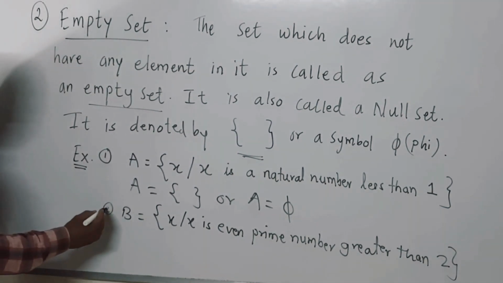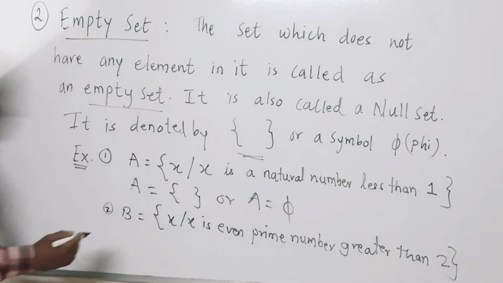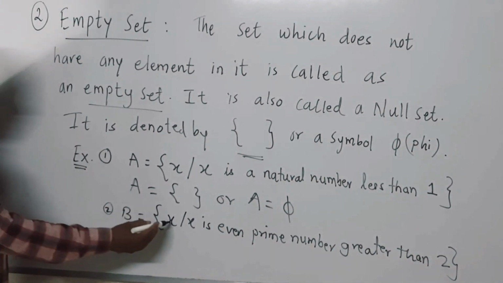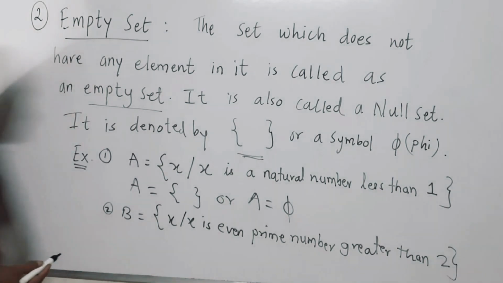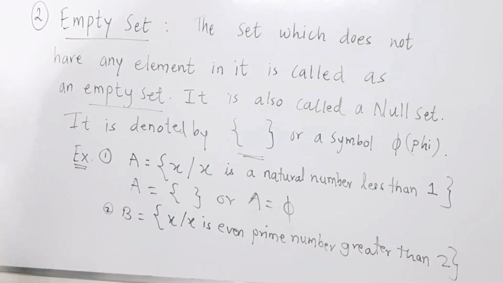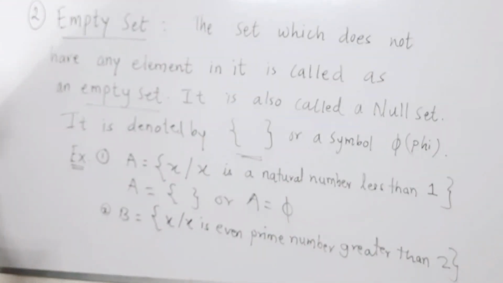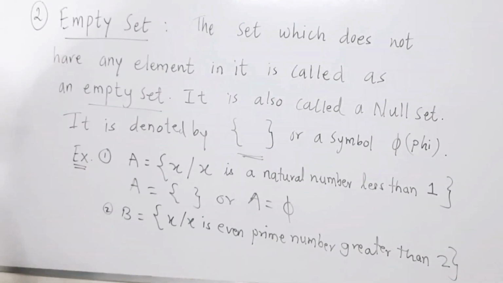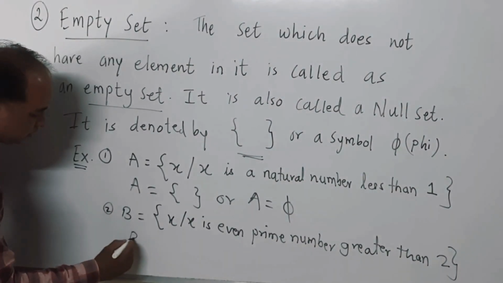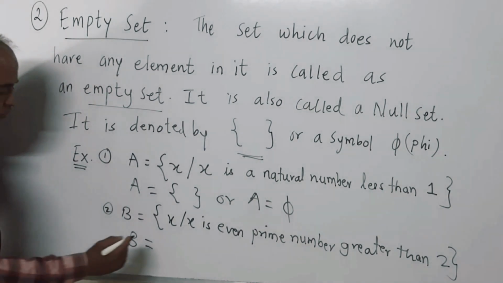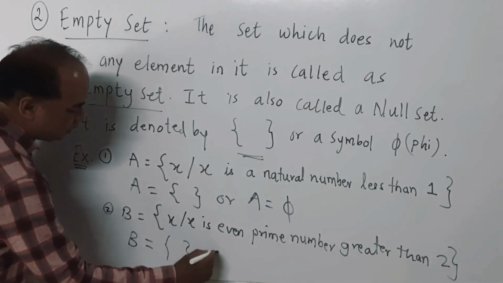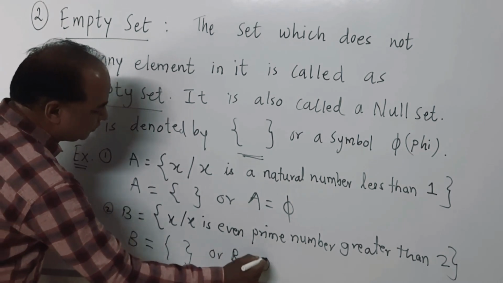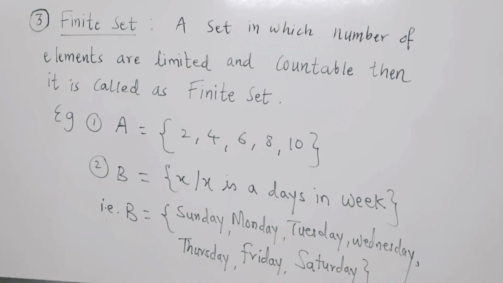Here is another example, the second example. B is equal to the set of all x such that x is an even prime number greater than 2. We know that 2 is the only even prime number. All other prime numbers are odd numbers. So here also there is no prime number greater than 2. So B is also an empty set, or you can write B is equal to phi.